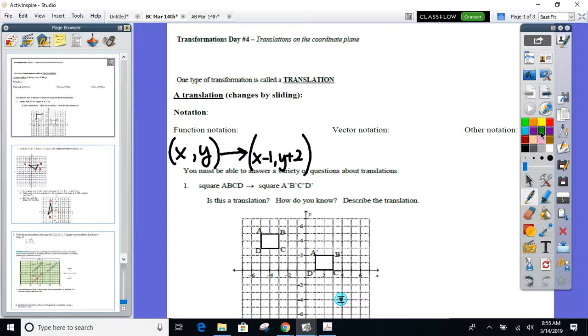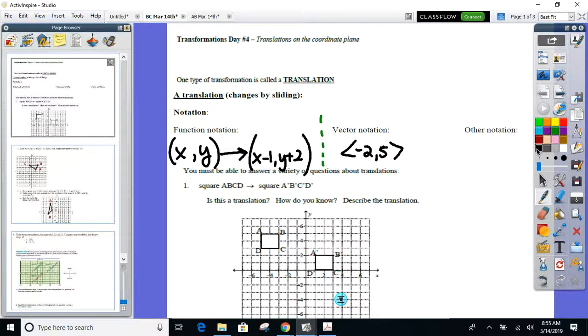Vector notation pretty much just gets right to it: <-2, 5> with the little inequality signs around it. That's called vector notation. Where am I going to move this point? Left 2, up 5. That's called vector notation. Very simple, right to the point.